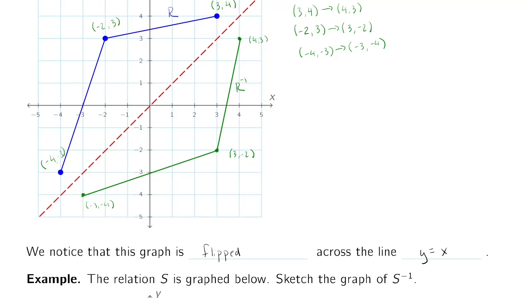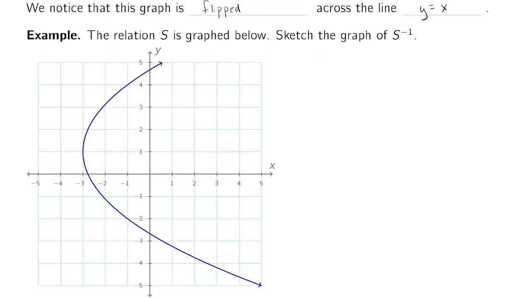And knowing that that graph is flipped is going to give us some guidance in copying the shape of a graph that has possibly a more complicated shape than just connecting dots with straight lines. So here we have a graph of a relation that's a little bit more complicated than just connecting the dots. This is the graph of the relation S, we're told. And while it's not just connecting the dots, there are some points on this graph that we can read pretty easily. We have the point -1, 4.